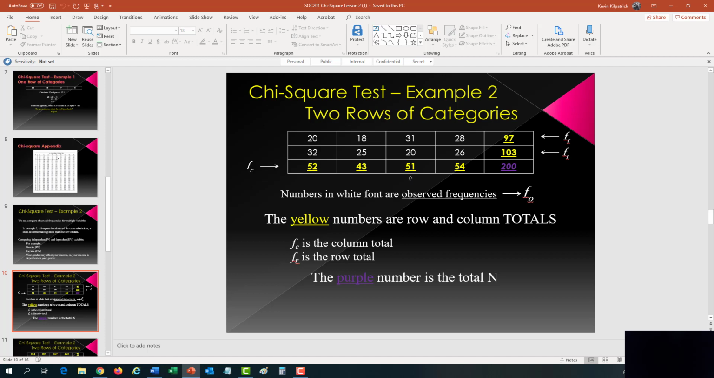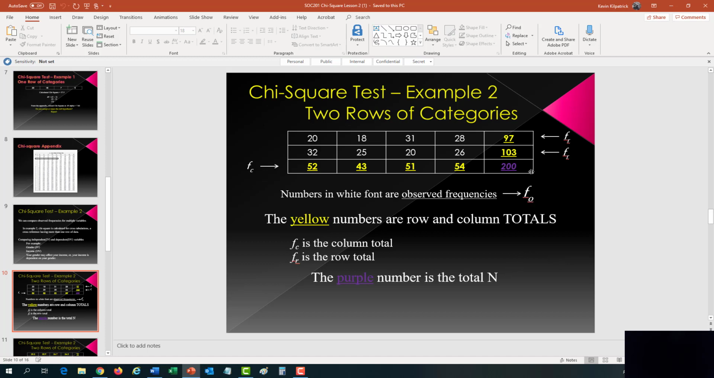31 plus 20 equals 51. Those are the column totals. The row totals are these two yellow numbers over here. If you add up 20 plus 18 plus 31 plus 28, you should get 97, hopefully. If you add up these four numbers, you'll get 103.